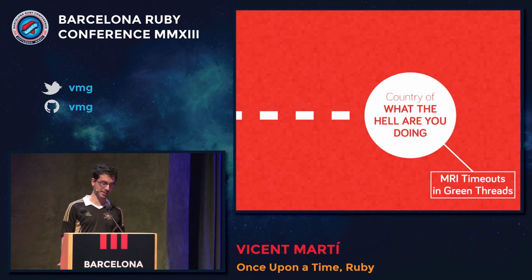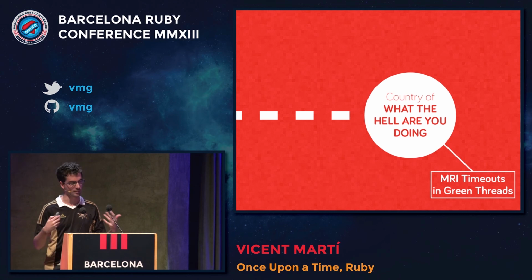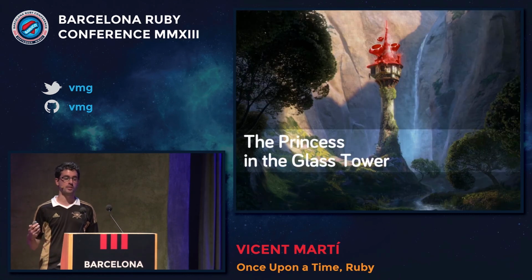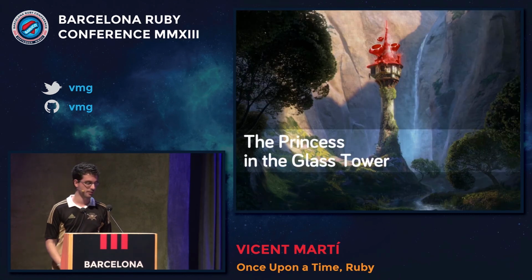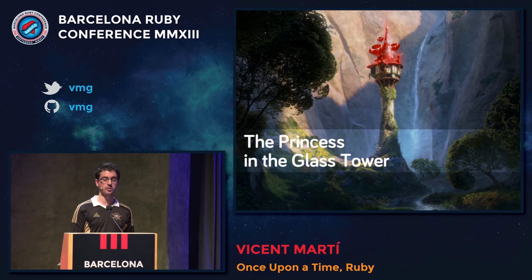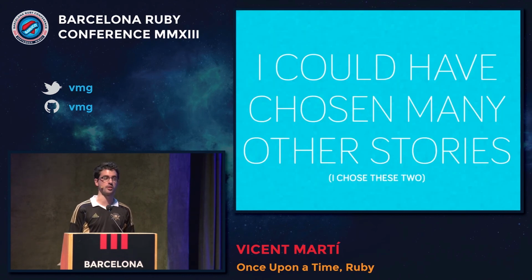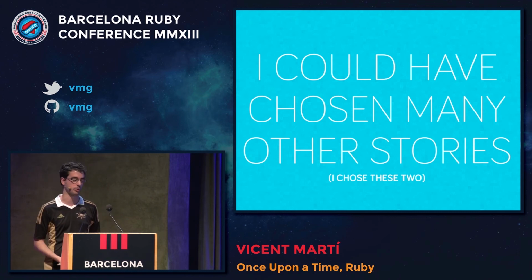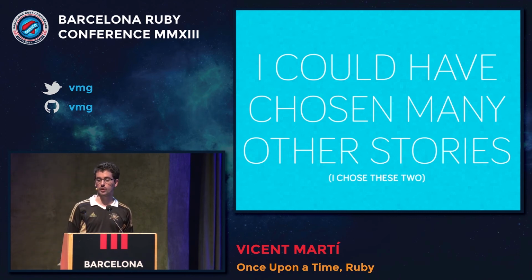But this is a good thing, because it brings us to our last point for my talk, a last tale, which is called The Princess in the Glass Tower. You see, when I began talking today, I said I chose these 3 stories. I could have chosen so many more, because we've had so many issues over the years. But this happens with all software.